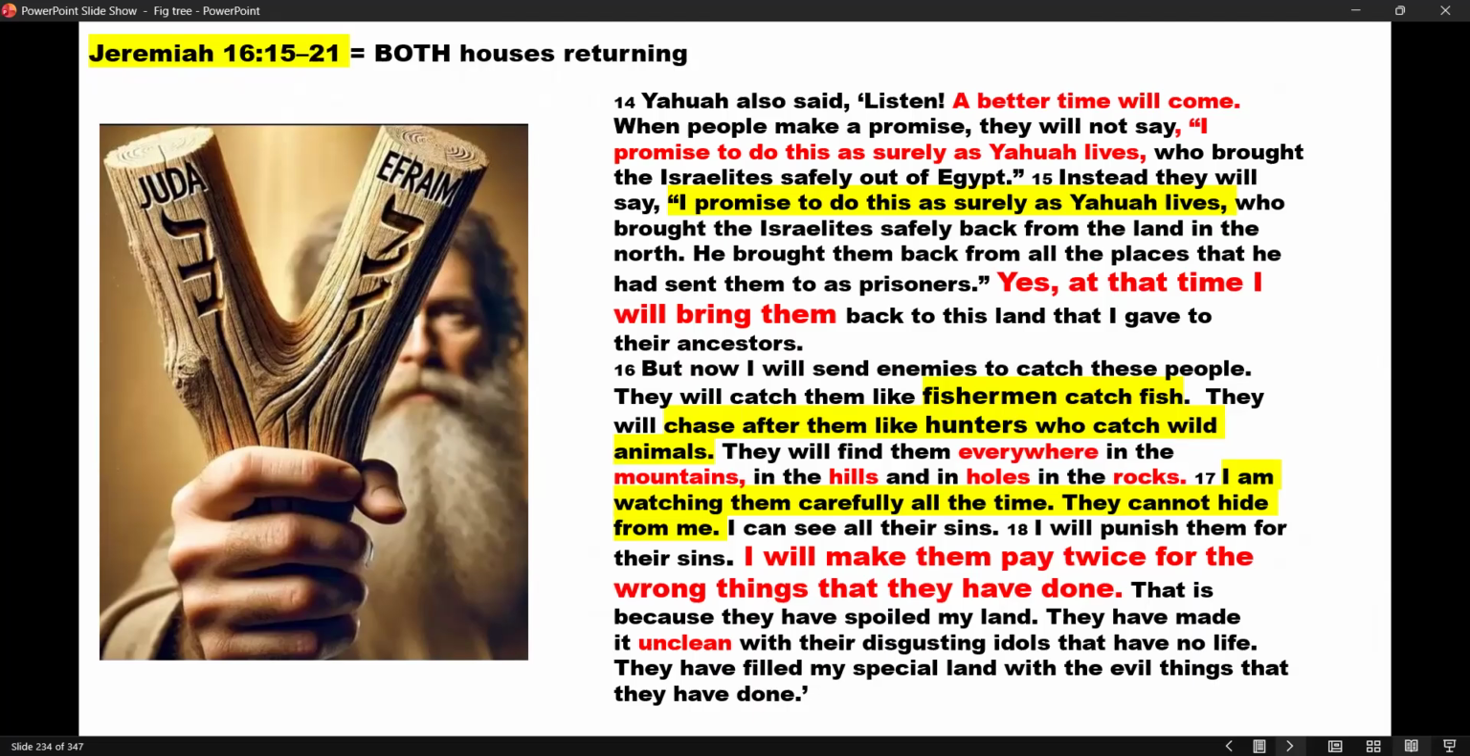That is because they have spoiled my land. They have made it unclean with their disgusting idols that have no life. They have filled my special land with the evil things that they have done. So, no, we can't get away with anything, and we won't. And when the punishment comes down, you can go back to the color mindset, but that's not going to help you. Again, it has nothing to do with color. Color was invented. It has to do with who you are.